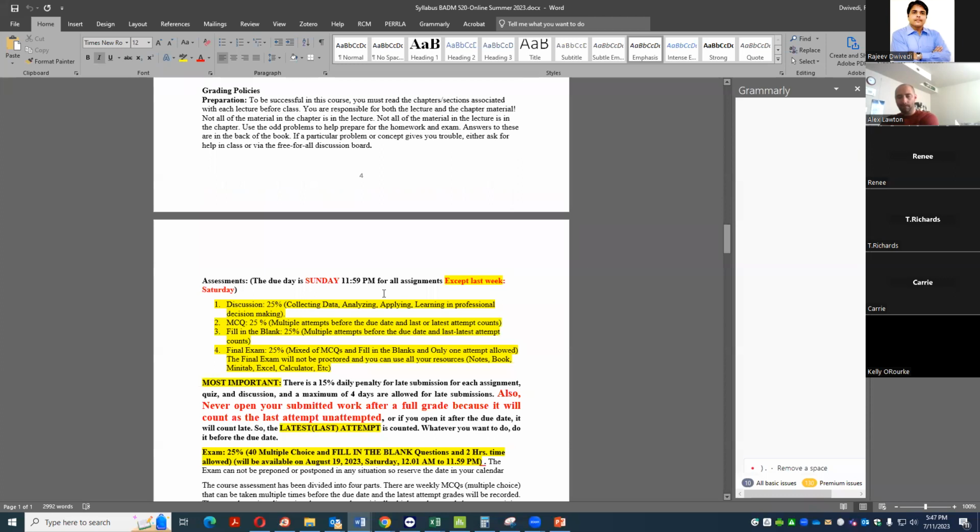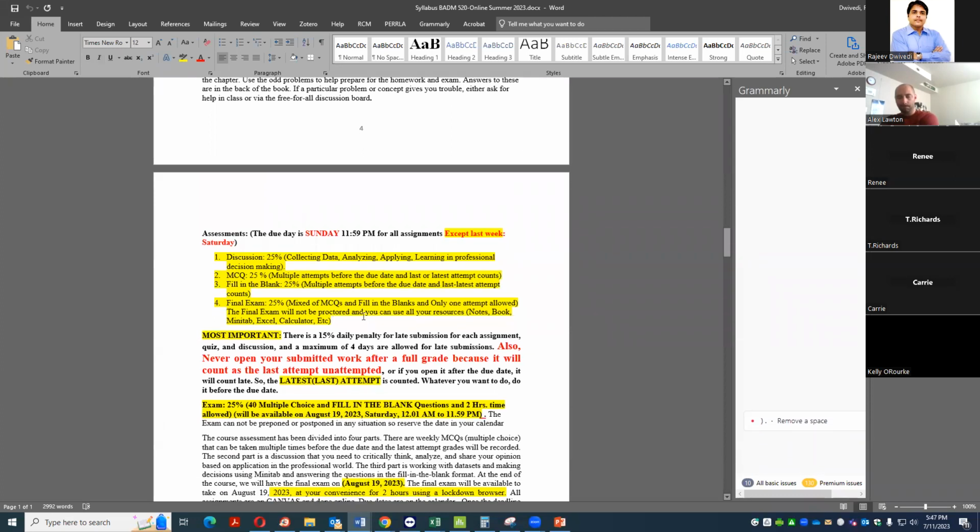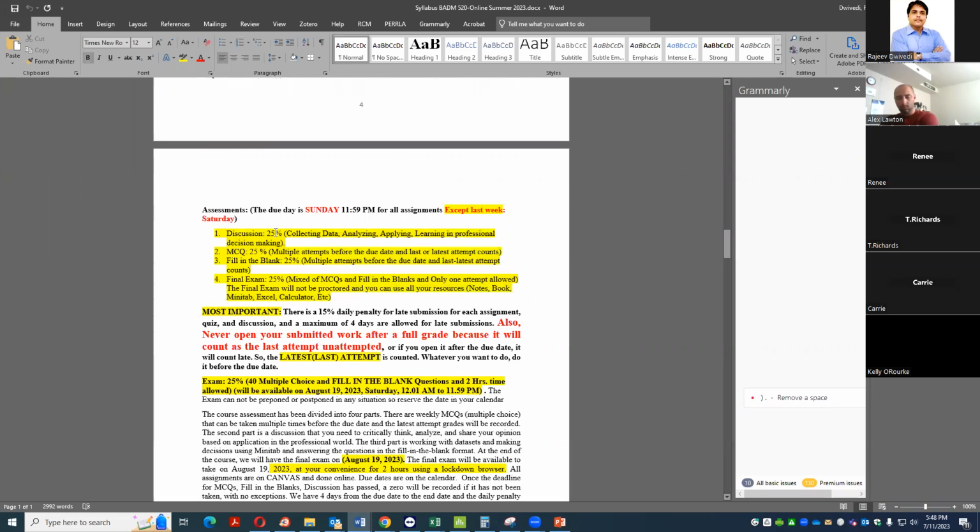Grading policies. This time, as compared to 503, I have divided the grading equally into four parts: discussion is 25%, multiple choice is 25%, fill in the blanks, and final. Each part is 25% weightage. Before that, just remember the due day is every Sunday, 11:59 p.m.